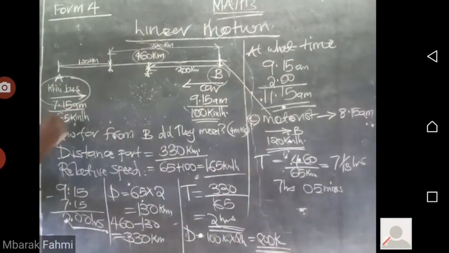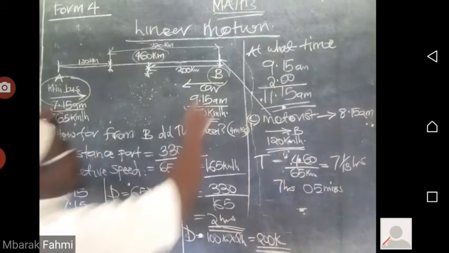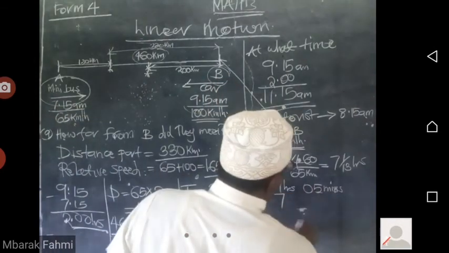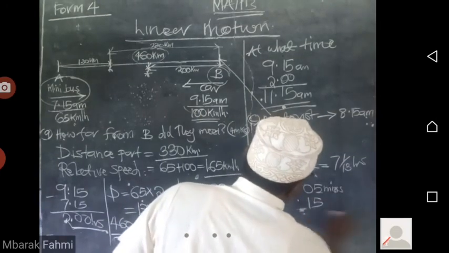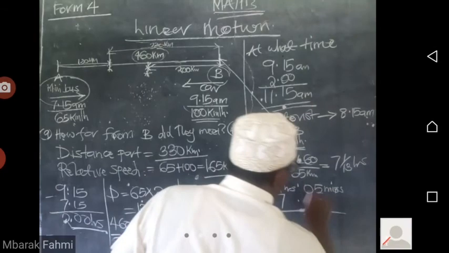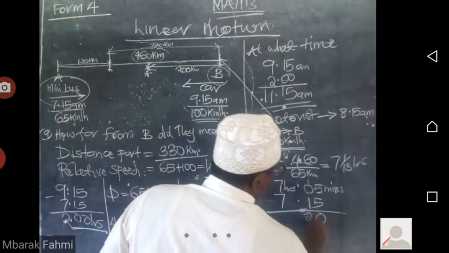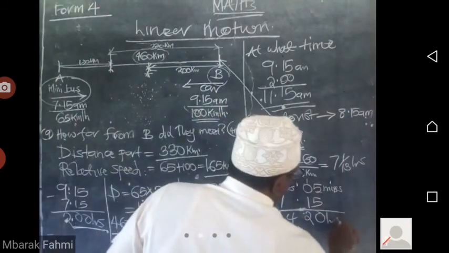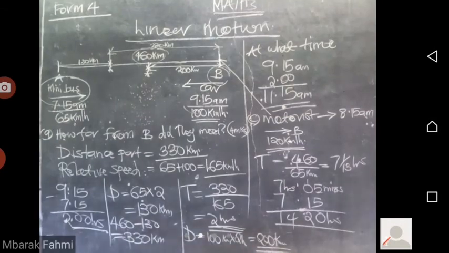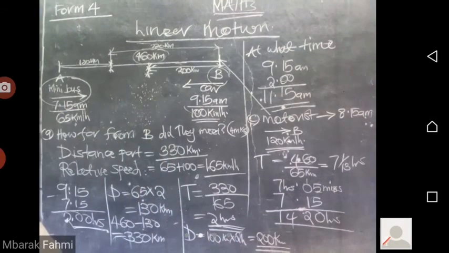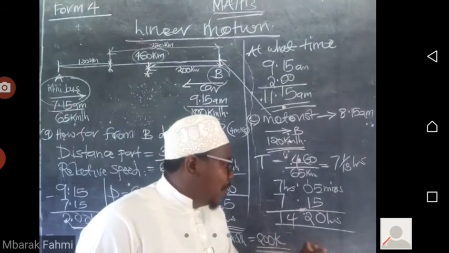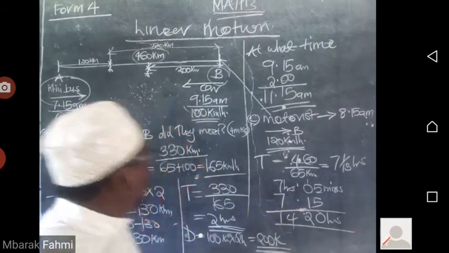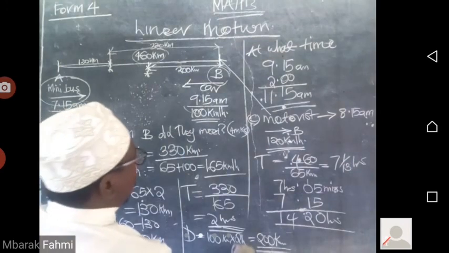So if it started the journey at 7:15, what time will it reach town B? So plus 7:15. So it will reach at 1420 hours, which is the same as 2:20 p.m. Okay, so I can mark this side.